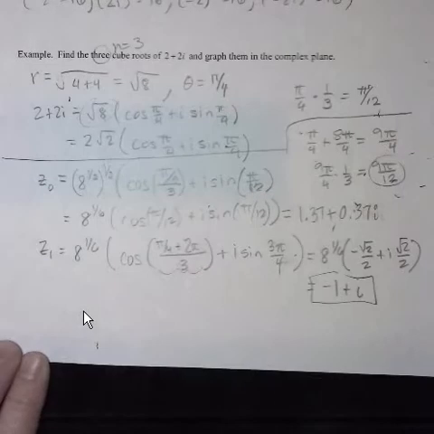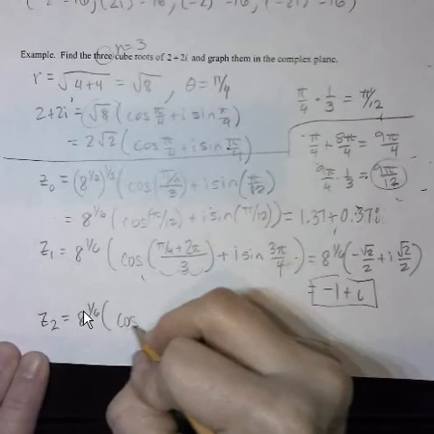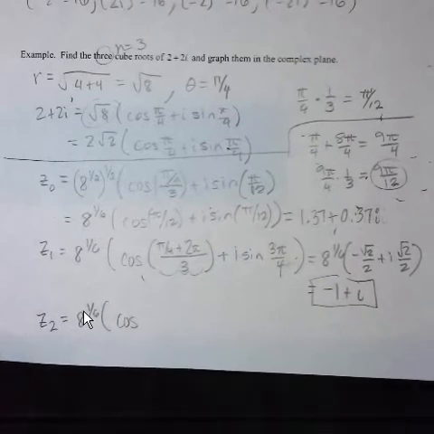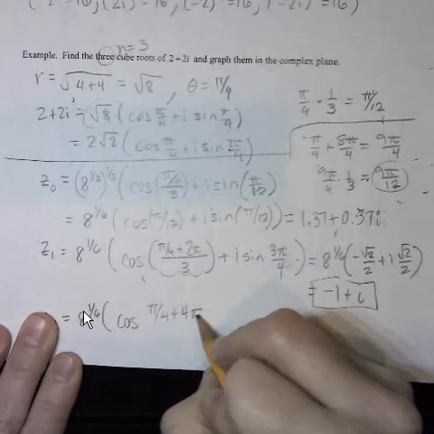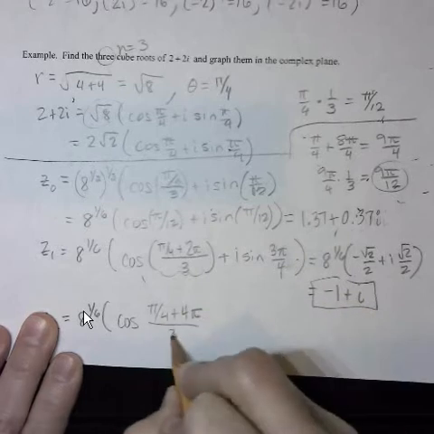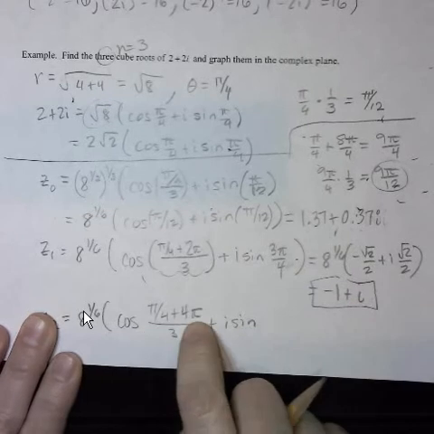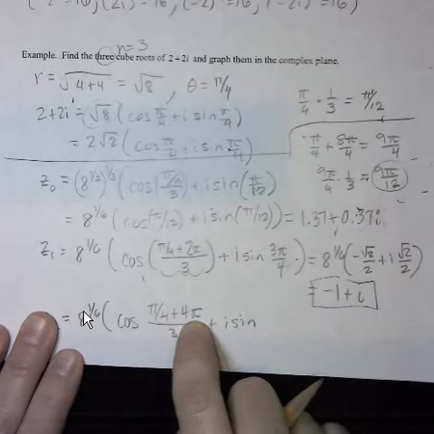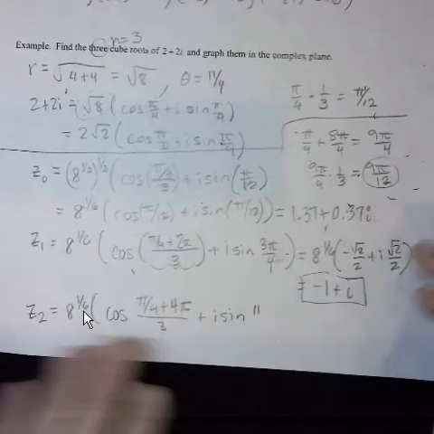And we have one more to find. The third one, z sub 2. So again, 8 to the 1/6 cosine of, excuse me, so now we'll be in the argument pi over 4 plus 4 pi. So you always add an extra multiple of 2 pi and then divide by 3, plus i sine. So pi over 4 plus 16 pi over 4 is 17 pi over 4. So it'll be 17 pi over 12 in the argument.